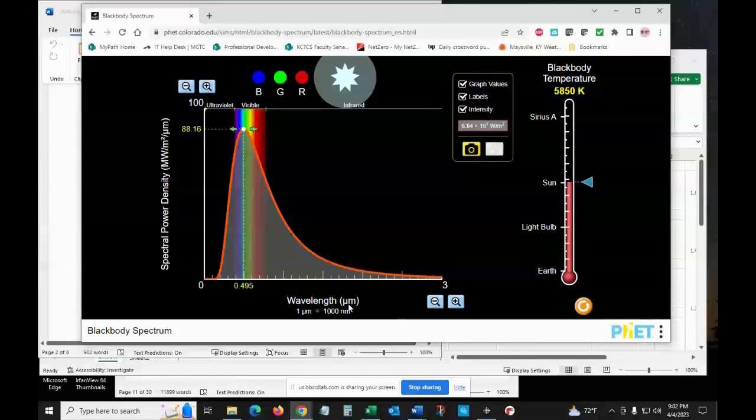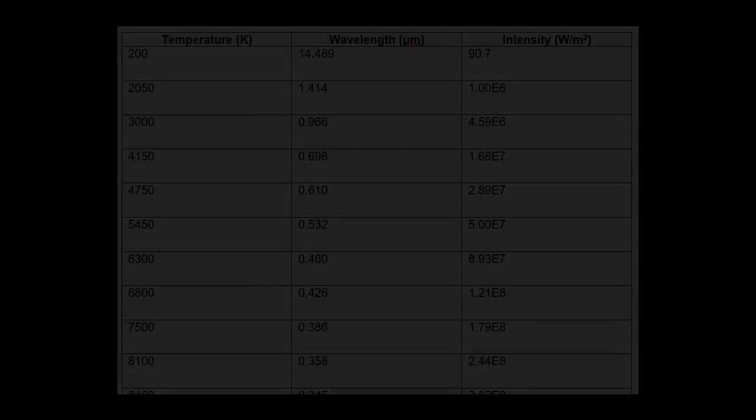The temperature values will appear above the thermometer as you move the blue arrow from bottom to top. You also have some magnification buttons for both the horizontal and vertical axis if you need more refinement or values along either of those axes.